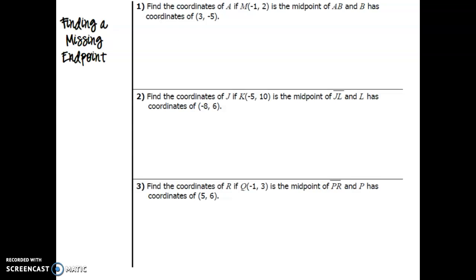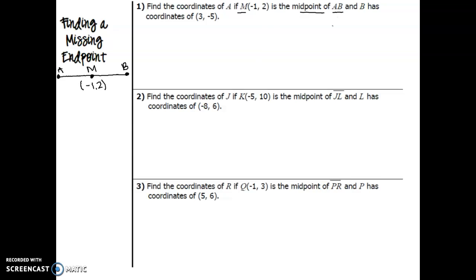So for example, in number 1, it says find the coordinates of A if M is the midpoint of line AB. What this looks like, and I do want you guys to draw this out every time you do one of these, because it's going to help, I promise, is a line with 2 endpoints and 1 midpoint. That's our midpoint. It says M is the midpoint, and that it is at -1, 2. And then I know my endpoints here are A and B. So A here, B right there.